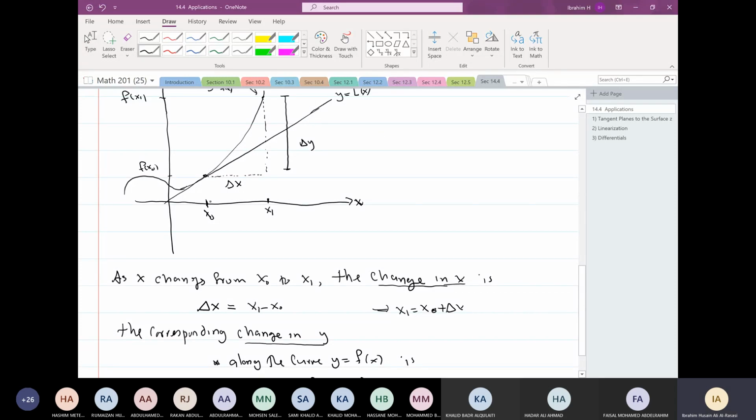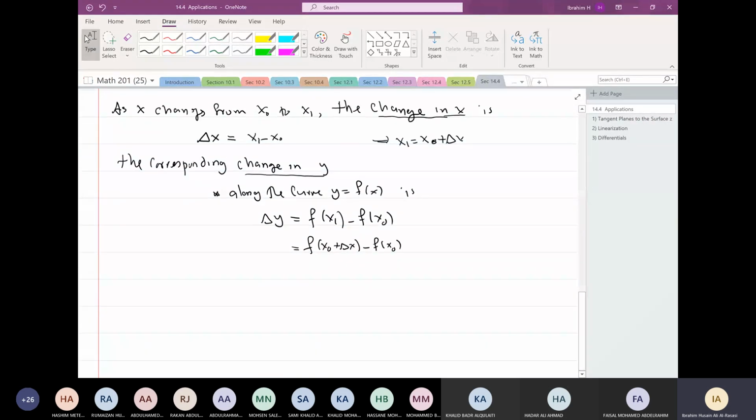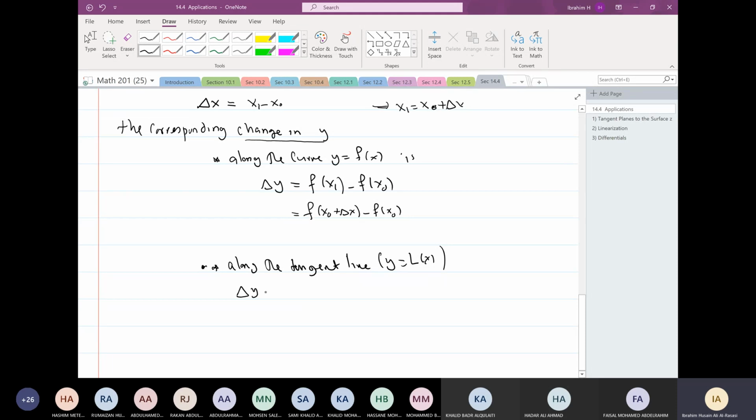So the tangent line, you start at x0, this is L of x0. At x1, on the tangent line, this is L of x1. When you move along the tangent now, the corresponding change in y along the tangent line, y equals L of x, is also delta y, which is also delta L, just to change notation.